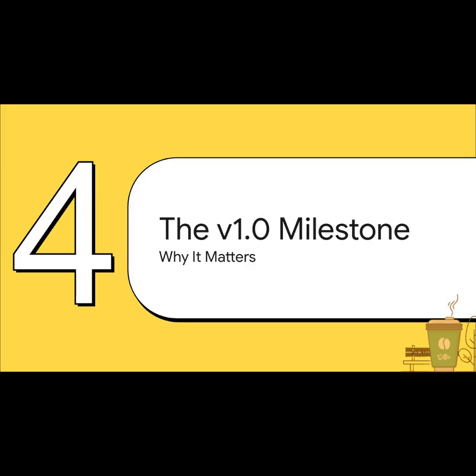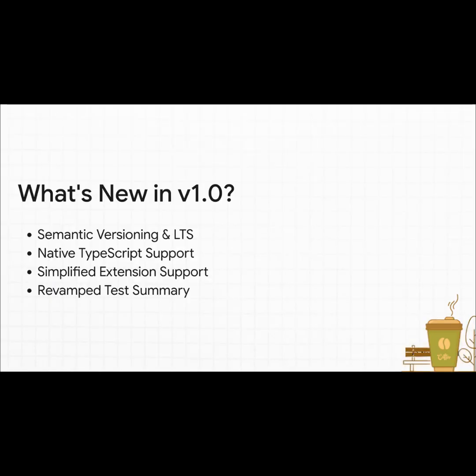So with all that power, what makes this version 1.0 release such a huge deal? Well, after more than 8 years of development, this release marks K6's evolution from just a great tool into a truly mature, stable framework you can build on for the long haul. This new v1.0 brew comes with 4 major upgrades. You get rock-solid stability with semantic versioning, that long-awaited native TypeScript support, incredibly simple extension support, and a completely redesigned test summary that gives you way clearer insights.